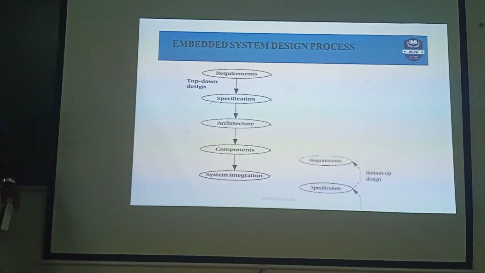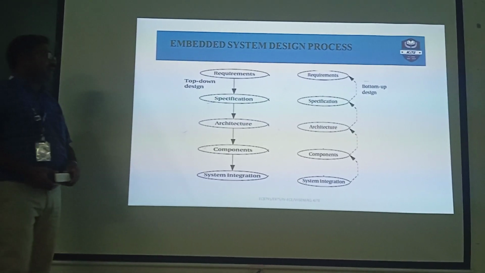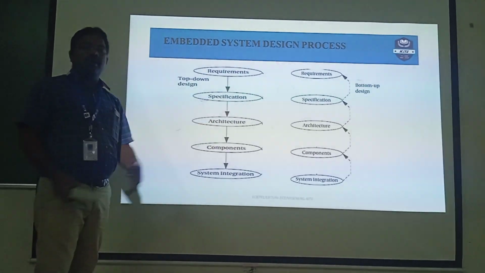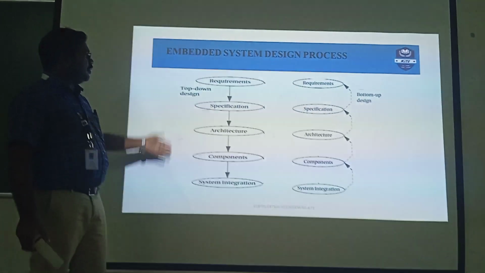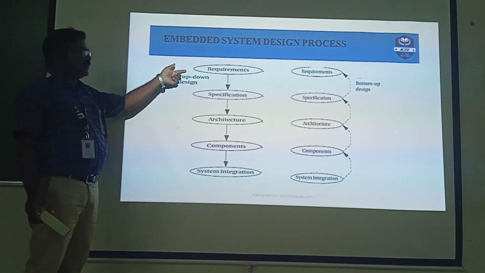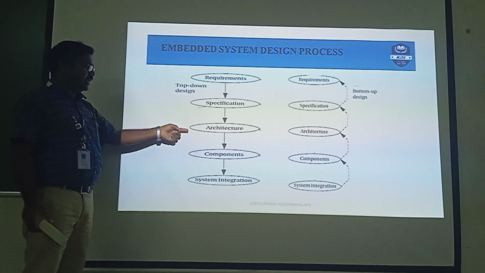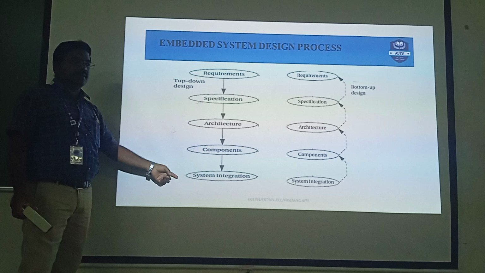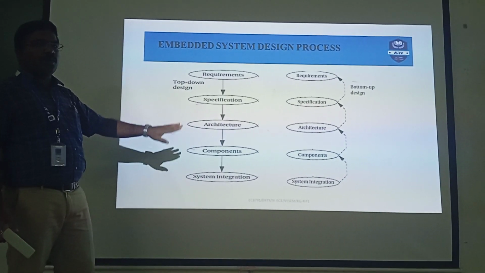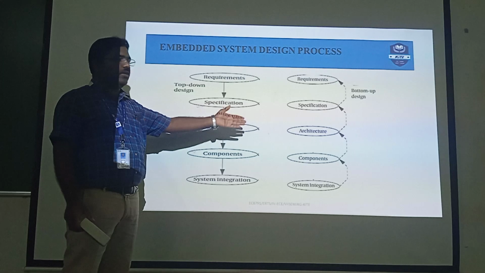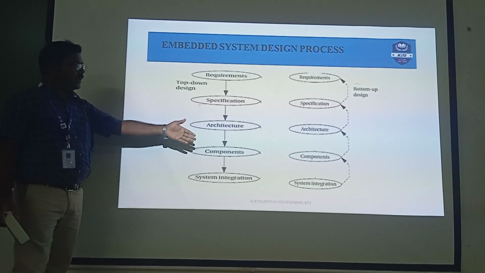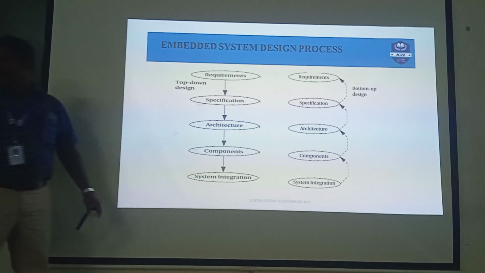There are two types of design process: the top-down approach and the bottom-up approach. Top-down design consists of first getting the requirements from the customer, then specifications, then architecture, components, and then system implementation. This falls under the top-down approach. If we do the reverse process, we call it a bottom-up approach. Most probably we do it using the top-down approach.